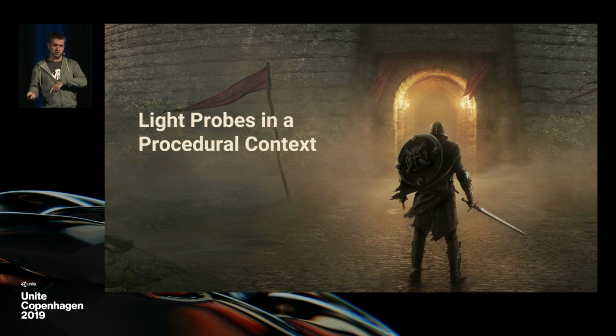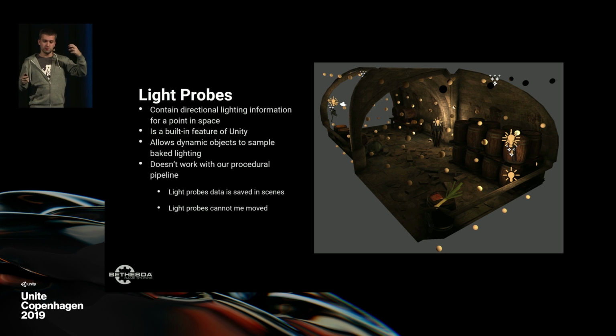But I mentioned earlier that we also use light probes. As a quick primer, light probes are objects that contain directional lighting information for a specific point in space. It's a built-in feature in Unity, and Unity uses it to sample baked lighting at runtime for dynamic objects. So it's a complementary feature to lightmaps. Lightmaps are made to apply baked lighting to static objects, and light probes are made to apply baked lighting to dynamic objects.